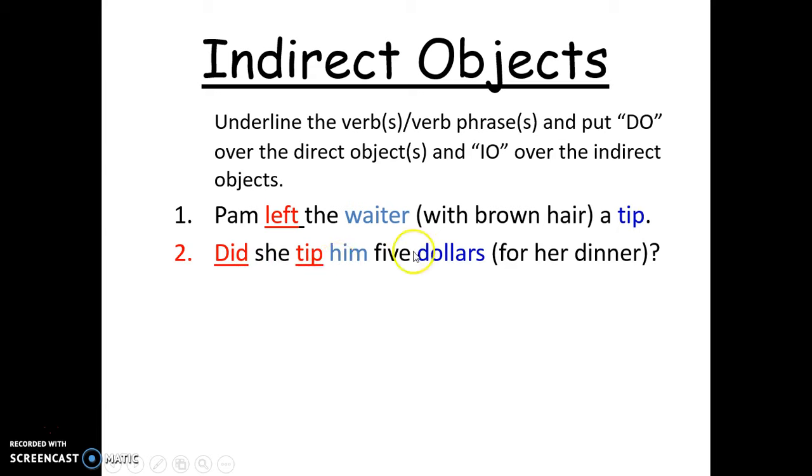She did tip him $5 for her dinner. For her dinner is your prepositional phrase. Did tip is your action verb. What did she tip? Dollars. That's your direct object. And who got the dollars? Him. Him is your indirect object. That was a little bit harder.